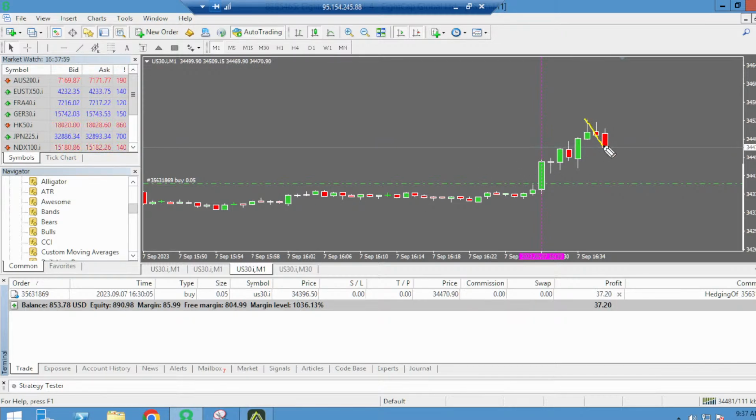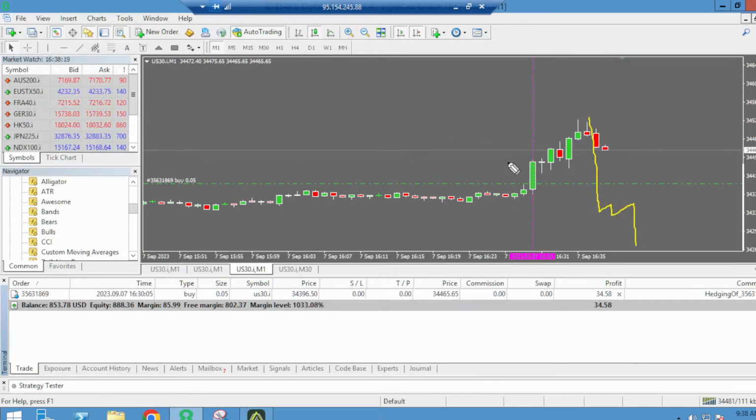So we're getting that pullback. So we could see something like this, and then price continue moving up. I don't think we're going to get price just completely reversing and then doing something like this to continue down. I don't really see that coming.